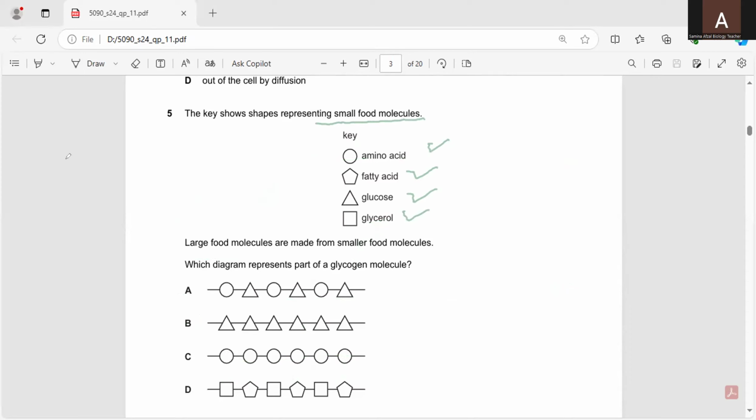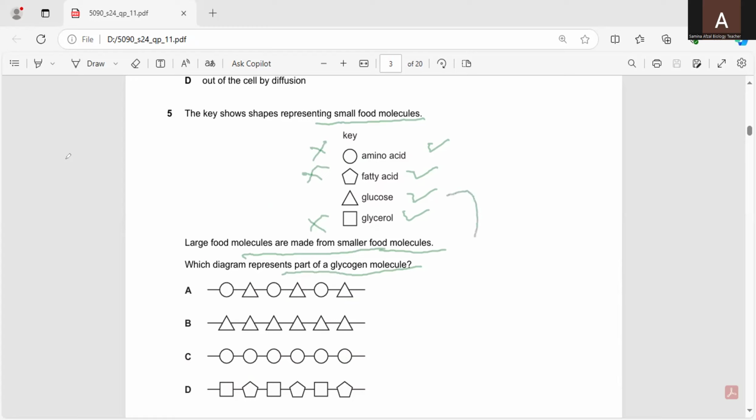Large food molecules are made from smaller food molecules. Which diagram represents part of a glycogen molecule? Glycogen is formed when glucose molecules are stored. So many glucose molecules will join together to make glycogen. Amino acid is not involved in it, no fatty acid is involved, no glycerol is involved. So only the glucose molecules will join together to make glycogen.